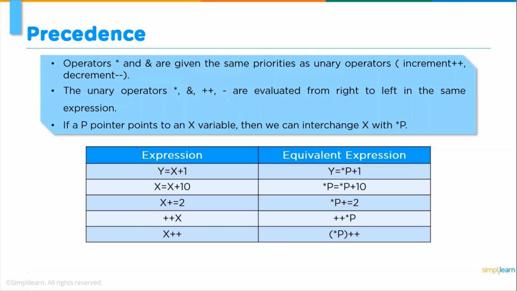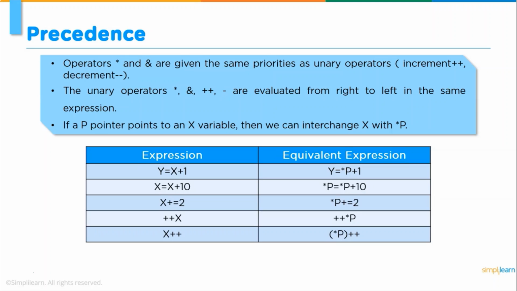expression. In the first row, we have y is equal to x plus 1, which means we are storing an incremented value of x in y. Similarly, if we replace x with a pointer p, we can store the incremented value of the pointer in y. In row 2 and row 3, we are incrementing x and storing the incremented value in x itself. We can do this with pointers as well.